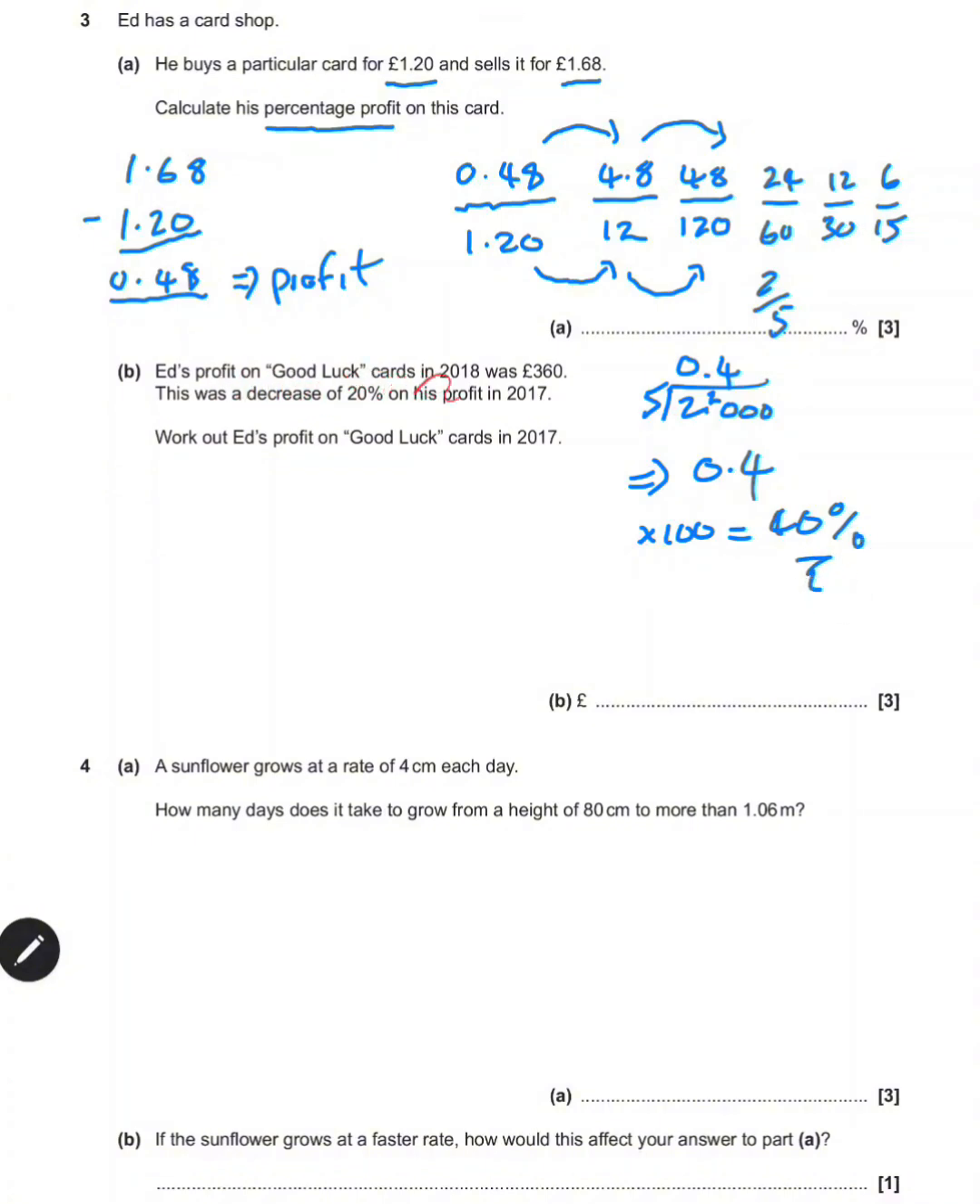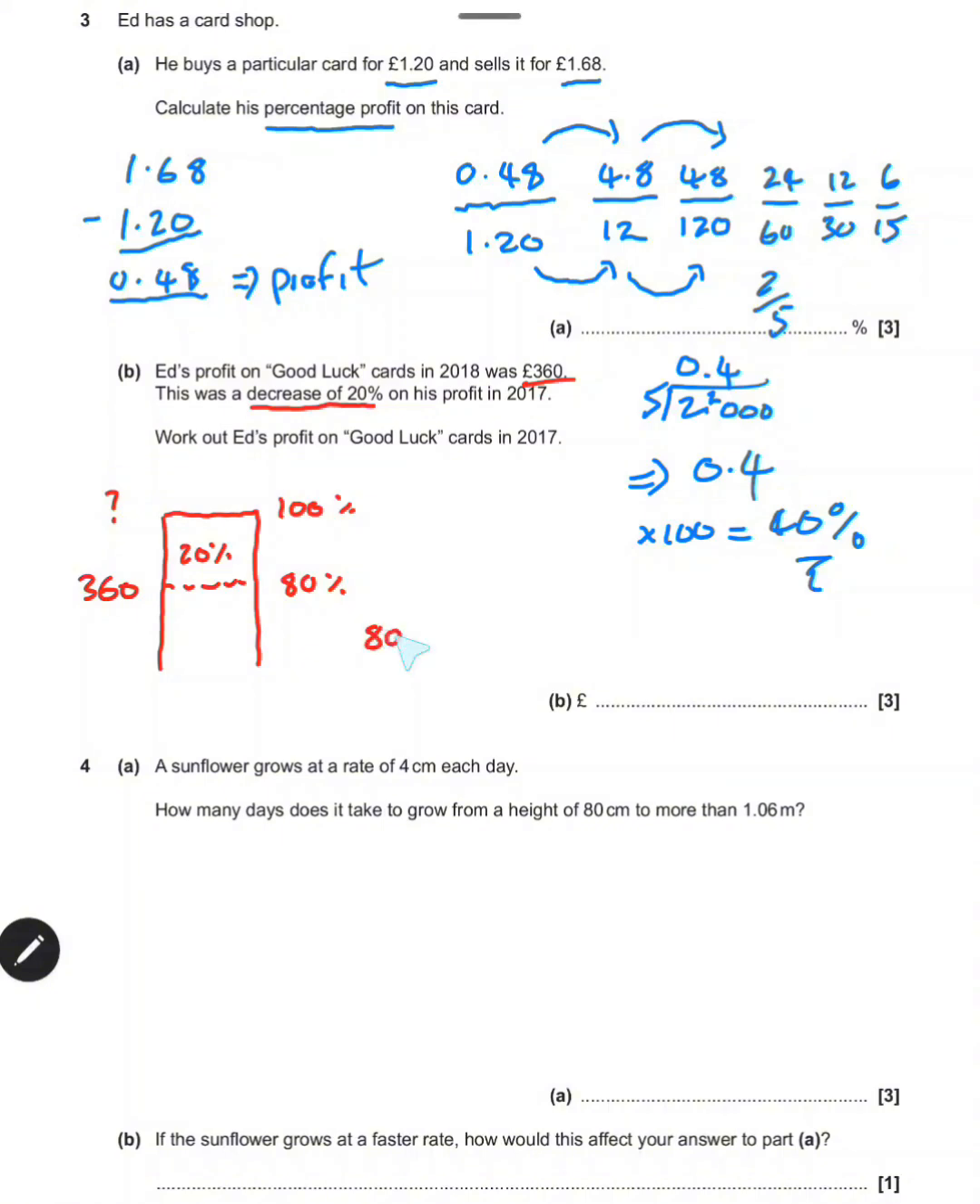Part B says that Ed's profit on good luck cards was £360, and this is a decrease of 20%. What's the original amount? So what we've got is a typical reverse percentage problem. What we don't know is the original amount, which we're going to call 100%. What we do know is a reduction of 20%. That's going to bring us down to 80%. And we know that that comes to 360.